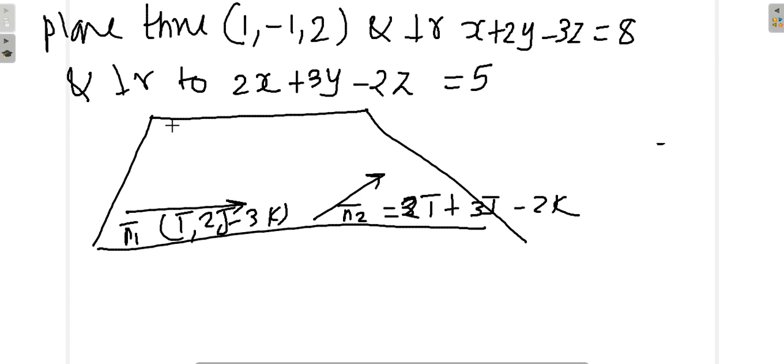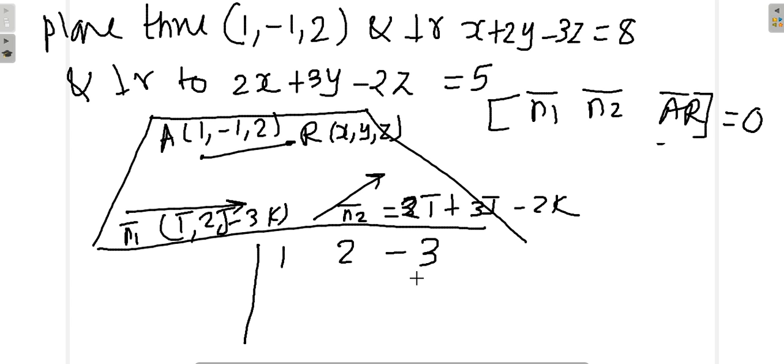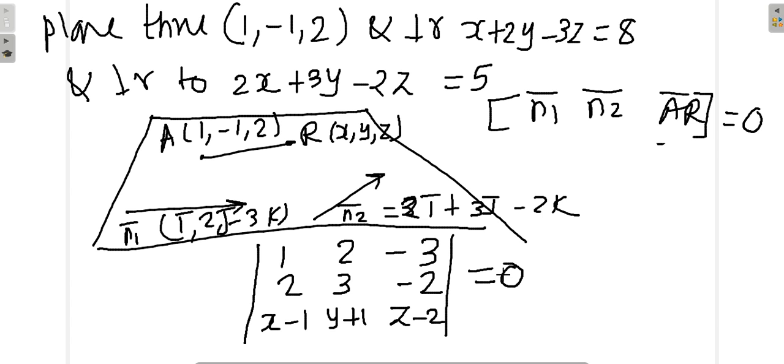We have a point (1, -1, 2). Let us take this point as A, and we have a general point R, which is (x, y, z). So we have the box product of n1, n2 and AR as 0, and that gives me the final solution. So 1, 2, -3; 2, 3, -2; and what is AR? x minus 1, y plus 1 and z minus 2. Please solve this determinant and you will get the answer.